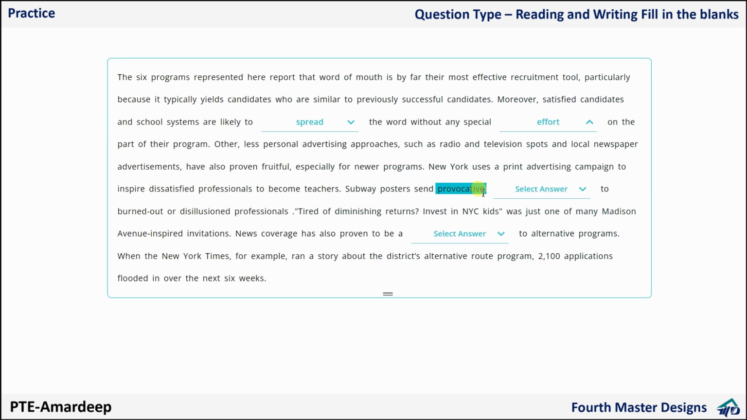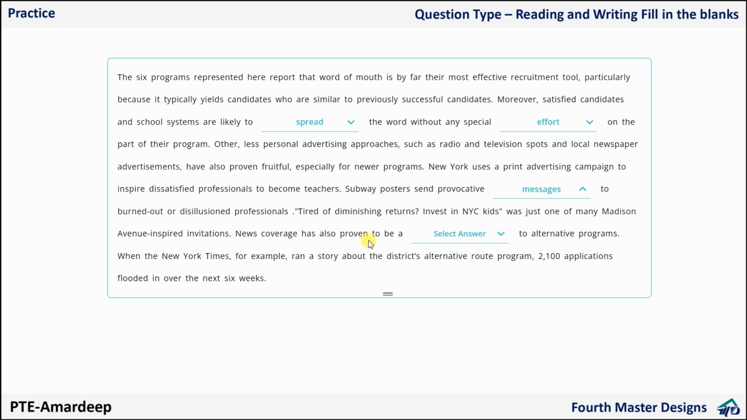Subway posters send provocative what? Messages, provocative emails, something like that. Messages, edge, reps, ages. What messages? Then, tired of diminishing returns, invest in NYC Kids was just one of many Madison Avenue inspired invitations.